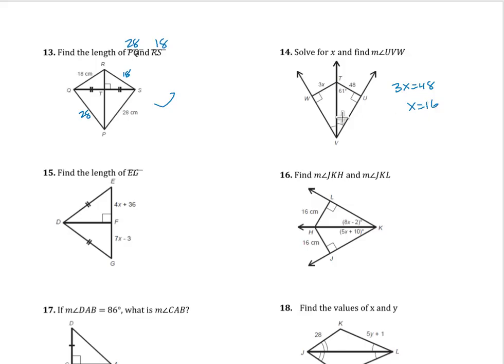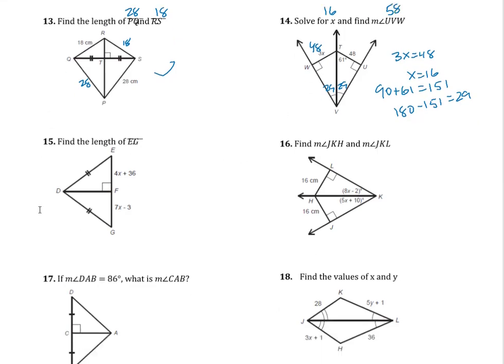Here we want to solve for x. So we have 3x is equal to 48, which gives us x is equal to 16. And the measure of UVW then, we have to do triangle sums. We have 90 plus 61, which is 151, which leaves 29 degrees to be the measure of angle UTV. So twice that is going to be 58 degrees.